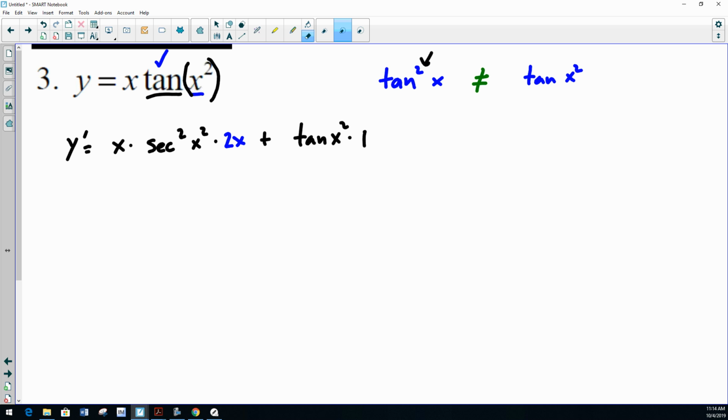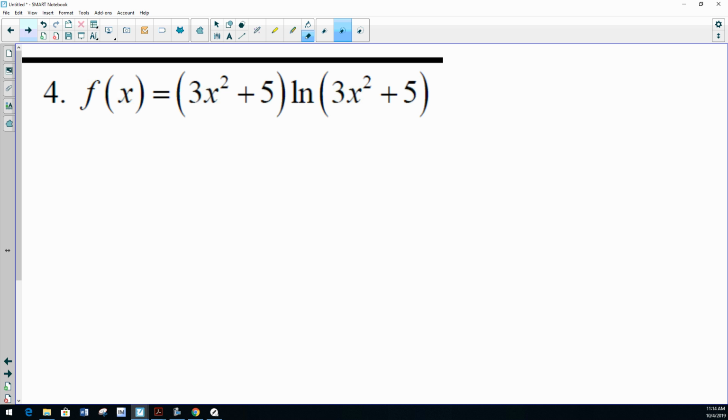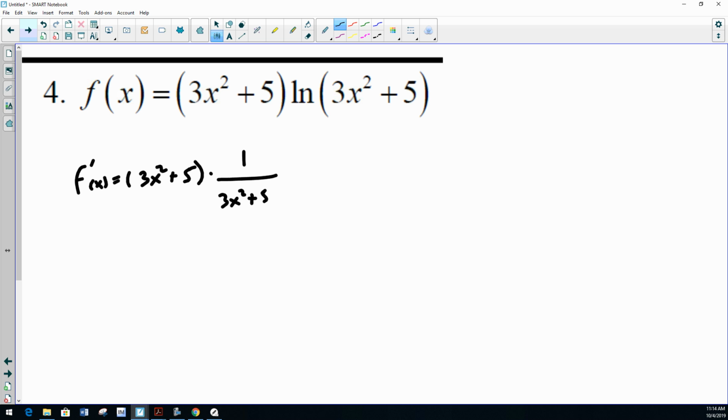Number 4. This one's also controlled by the product rule. First times the derivative of the second times the chain rule, plus the second times the derivative of the first.